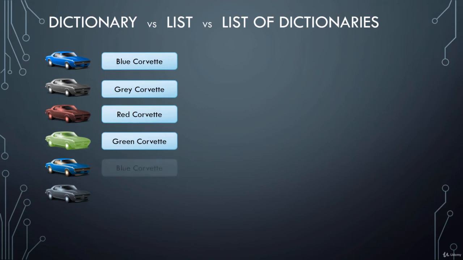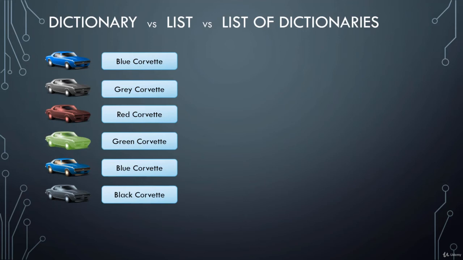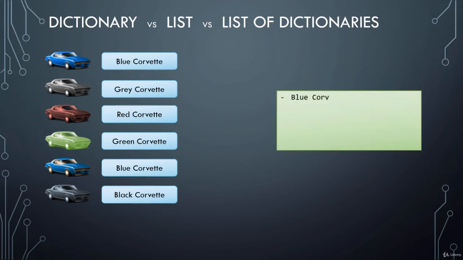Let's say we would like to store the name of 6 cars. The names are formed by the color and the model of the car. To store this, we would use a list or an array as it is multiple items of the same type of object. Since we are only storing the names, we have a simple list of strings.